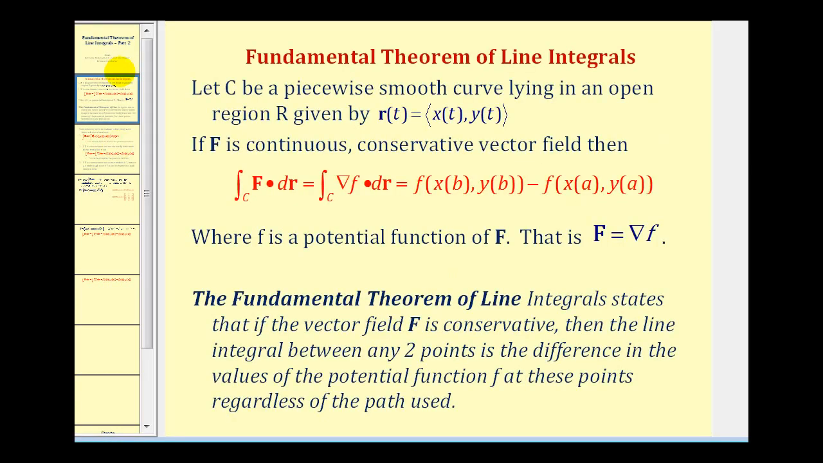The fundamental theorem of line integrals states that if the vector field F is conservative, meaning it's equal to the gradient of little f, then the line integral between any 2 points is equal to the difference in the value of the potential function, as we see here, at the ending and beginning point of the curve. So we first have to verify that the given vector field is conservative, and then if it is, and it satisfies the conditions listed here, we then need to determine the potential function, and then we can evaluate the line integral. So let's look at our example.